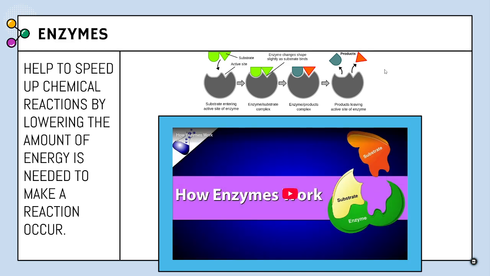Now, the last thing that we want to also talk about that's in play within the macromolecules is this idea of what an enzyme is. An enzyme is a specific molecule whose role within the cell, its niche within the cell, is that it helps to speed up chemical reactions by lowering how much energy is needed to make that reaction occur.